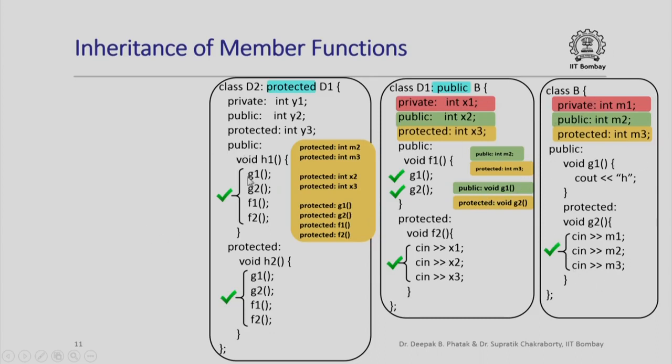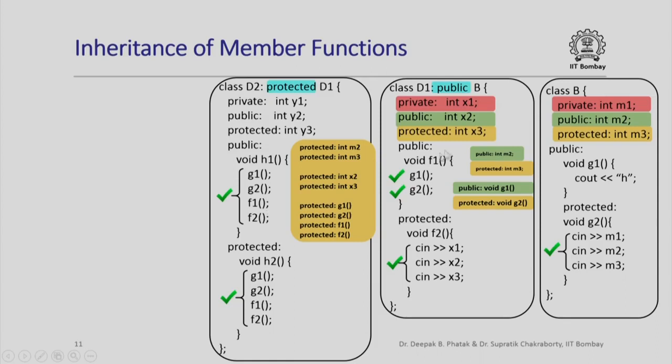So for example, can I access G1 here? Note that G1 was inherited by class D1 from class B as a public member function, so I can certainly access it. Can I access G2? G2 was inherited as a protected member function. What it means is that any derived class, any class that is derived from D1 like class D2 can access it, so this is fine.